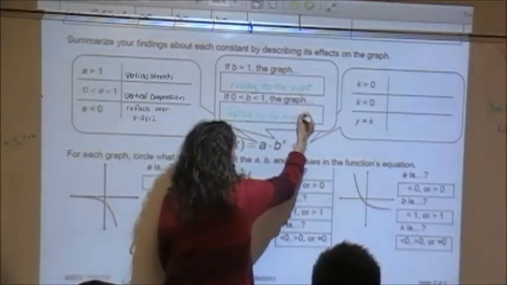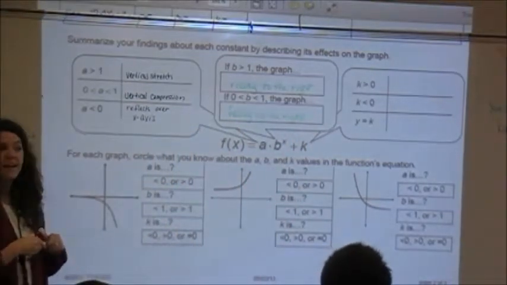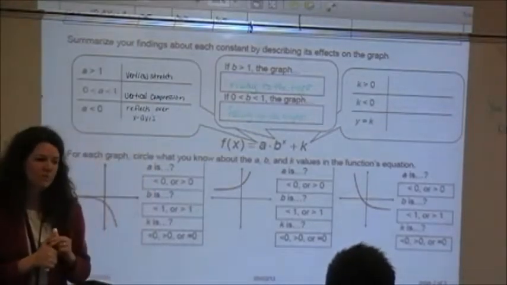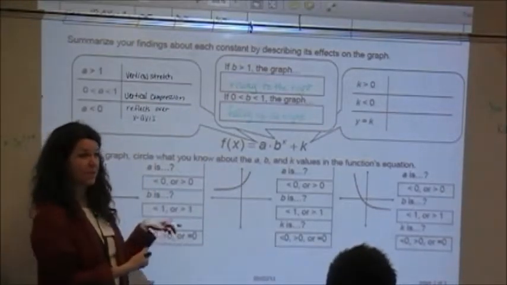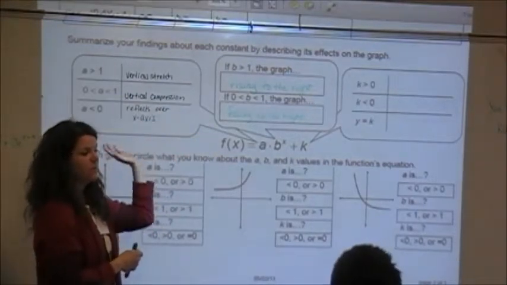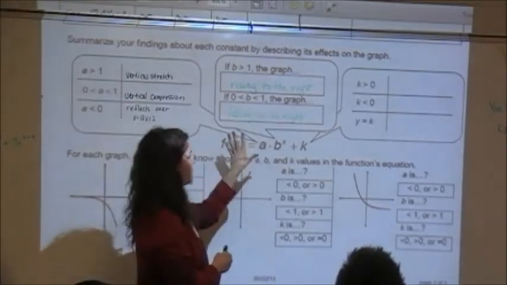Now remember what we talked about, and we're going to talk about it a little bit more at the end of this little packet. There are no negative bases. They don't work for this particular function, and we'll talk about it a little bit more in a minute. So your base is always going to be either a decimal or a fraction less than 1 or a number greater than 1, because we're not going to have any negative bases.